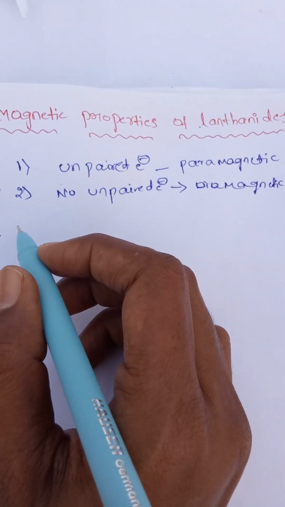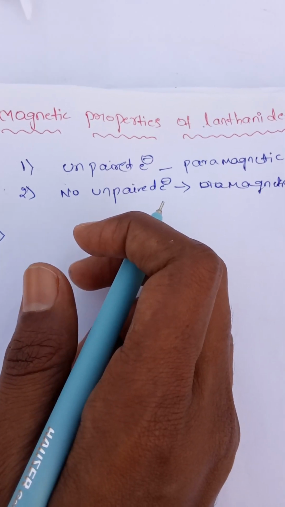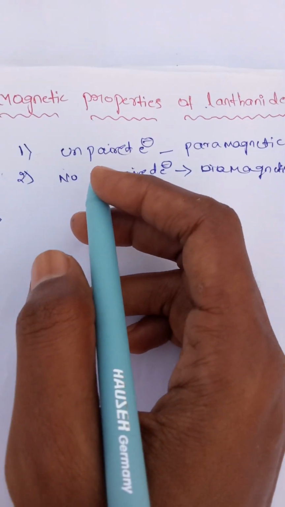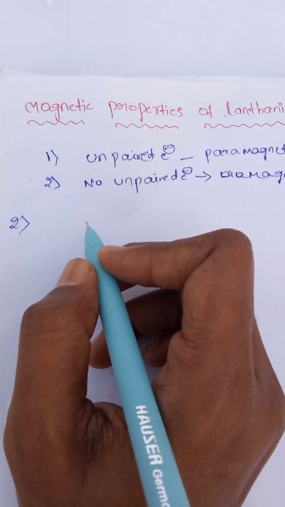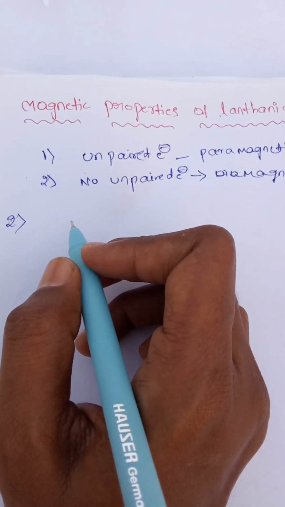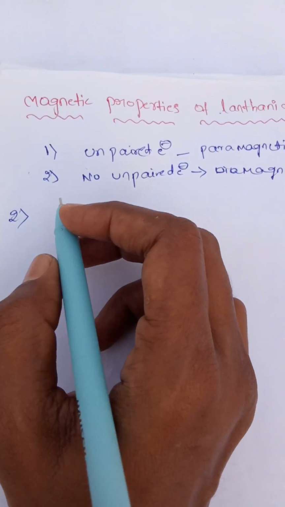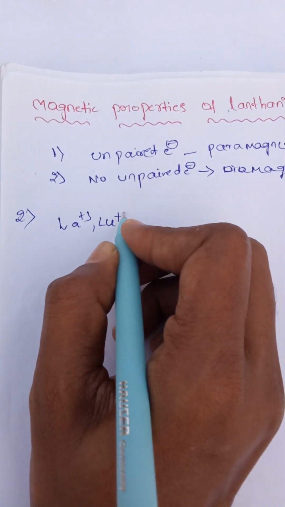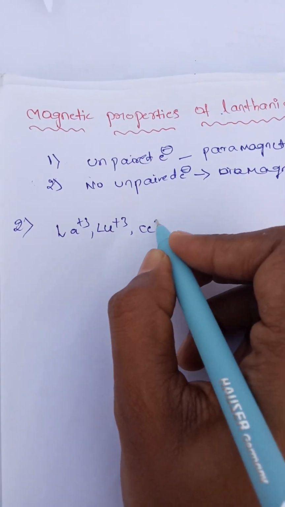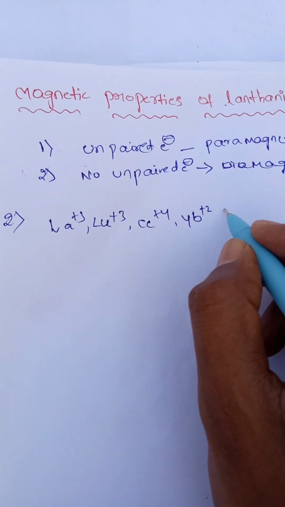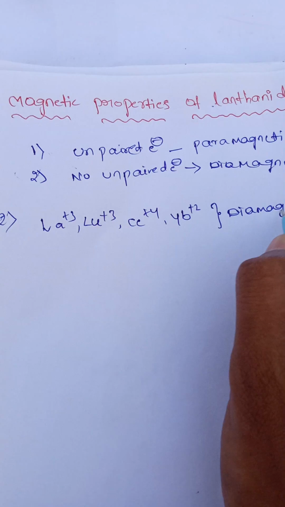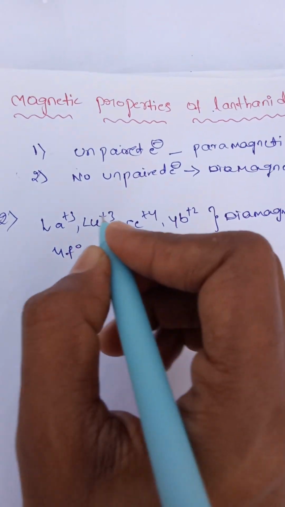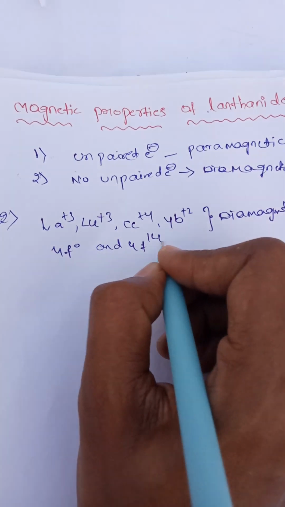Next point is, the ions lanthanum, lutetium, cerium, ytterbium, which have 4f0 or 4f14. All the lanthanides are paramagnetic except 4 ions which are diamagnetic. So the 4 ions are lanthanum 3+, lutetium 3+, cerium 4+, and ytterbium 2+. These all are diamagnetic. Why? Because they have 4f0 and 4f14 electrons in the electron configuration.